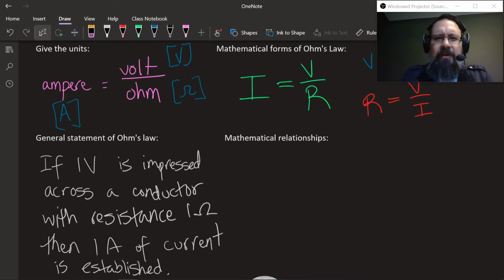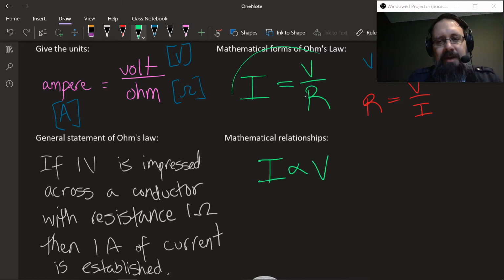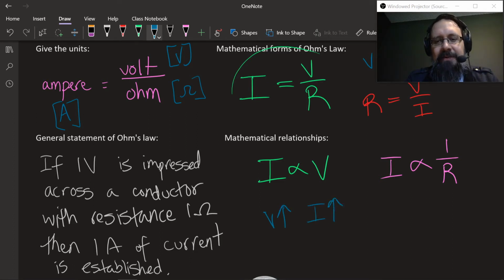There's two mathematical relationships here. We can pull them out of this expression. So there's a direct relationship between the current and the voltage, and then there's an inverse relationship between the current and the resistance. So simply put, if you have a higher potential difference, you're going to have a higher current that flows. And in the opposite, if you have a higher resistance, you're going to have a lower current that flows.